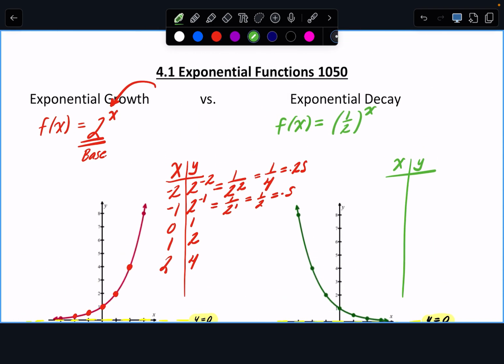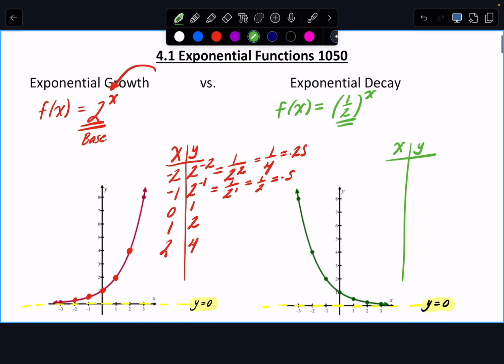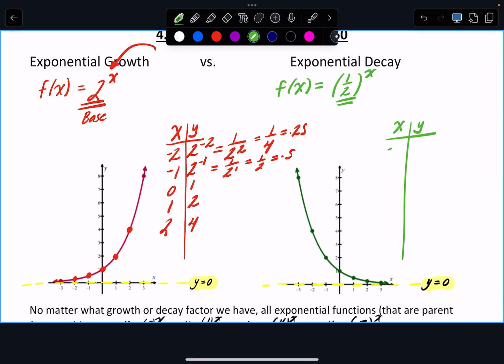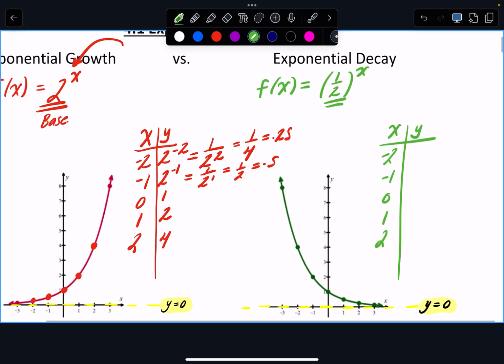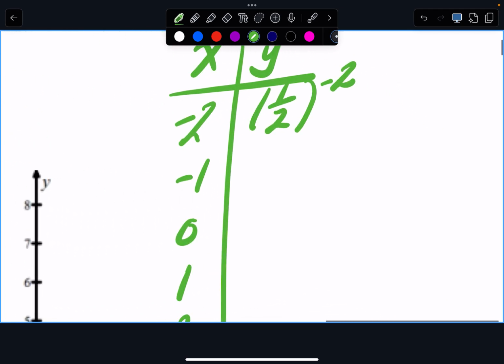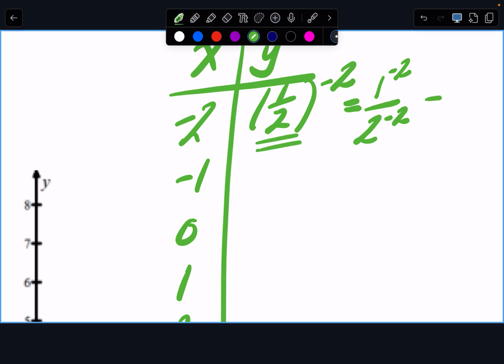Decay is a decimal between 0 and 1. Bases are never negative. A negative is a reflection, so just keep that in mind. So it's a fraction between 0 and 1, so 1/2 would be decay. Let's plug in -2, -1, 0, 1, and 2. Watch, this would be 1/2 to the -2. I'm only going to show my work on this one time. Remember, what's technically happening is we have a 1 to the -2 divided by 2 to the -2. Don't both of these need to get raised to the -2, everyone? Yeah. Negative exponents are calculated by flipping them and making them positive.